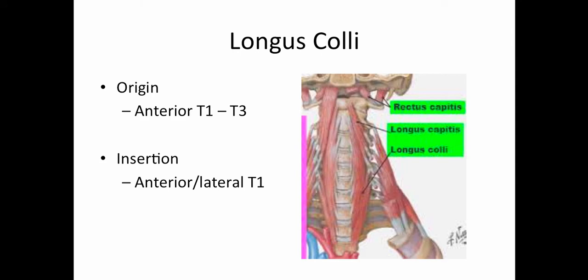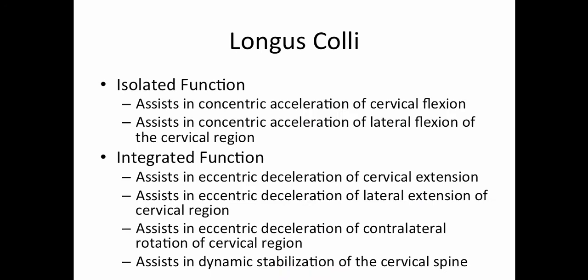The longus colli. The isolated functions of the longus colli are that they assist in eccentric acceleration of cervical flexion. They assist in concentric acceleration of lateral flexion. The integrated function is that they assist in eccentric deceleration of cervical extension and lateral extension. They also assist in eccentric deceleration of contralateral rotation, and of course they assist in dynamic stabilization of the cervical spine.